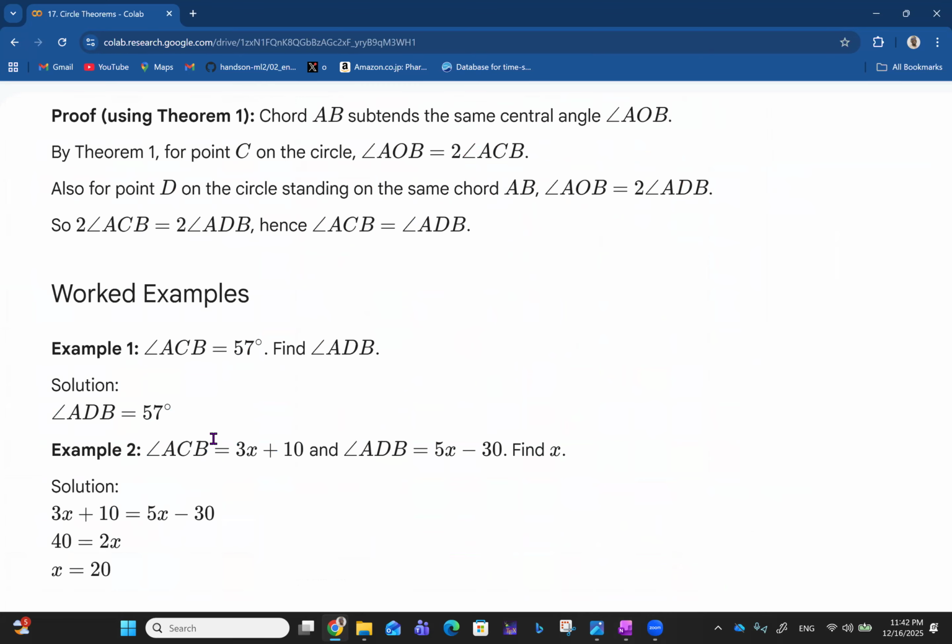Then another one, following the same triangle. We now have that angle ACB is 3x plus 10, and angle ADB is 5x minus 30. Find x. Of course, we already know ACB is equal to ADB from the theorem.